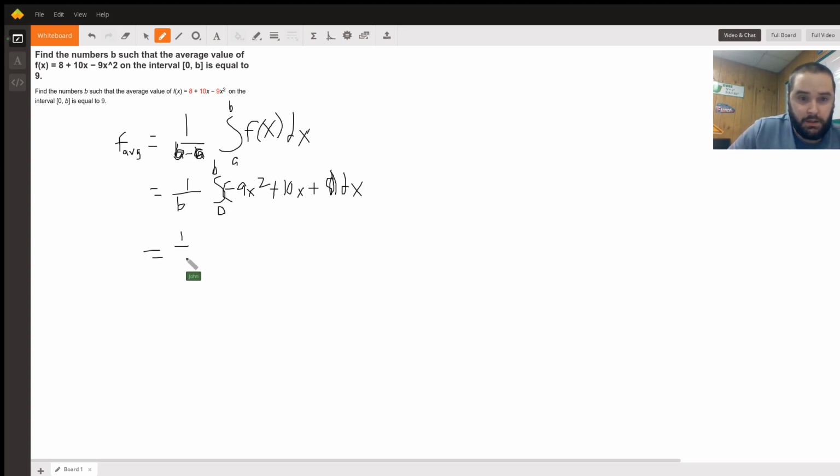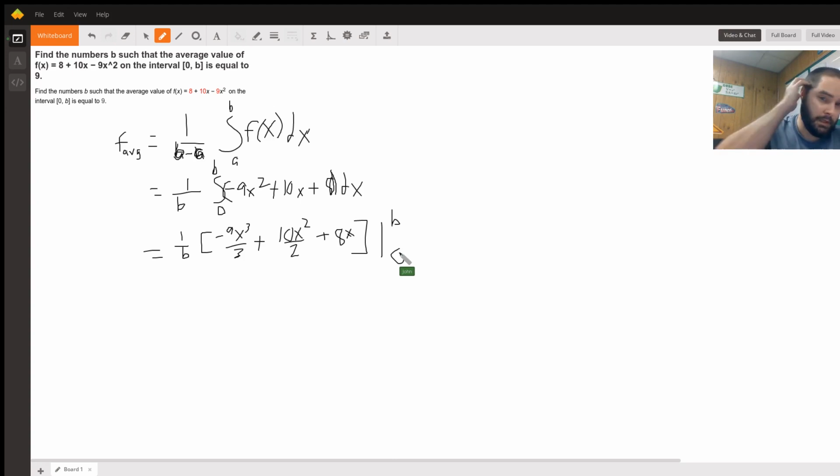And if we integrate this function, this negative 9x squared would be negative 9x to the third over 3. And this 10x would be 10x squared over 2. And this 8 would just be 8x. And let's integrate over the interval from 0 to b.